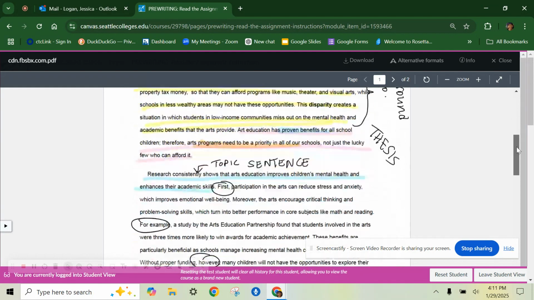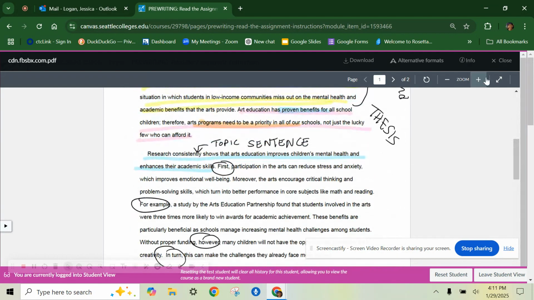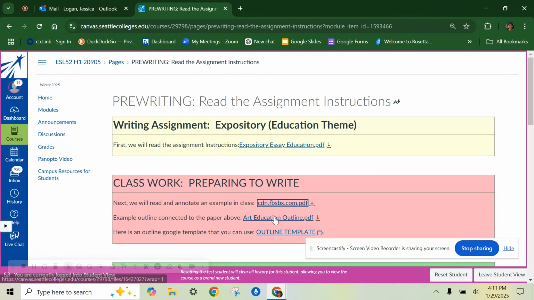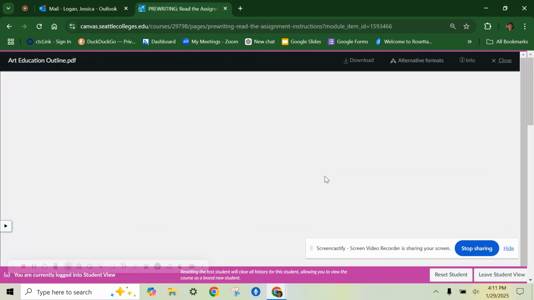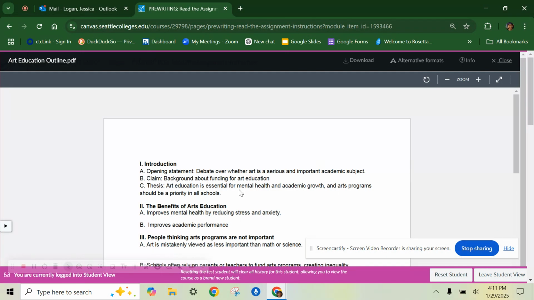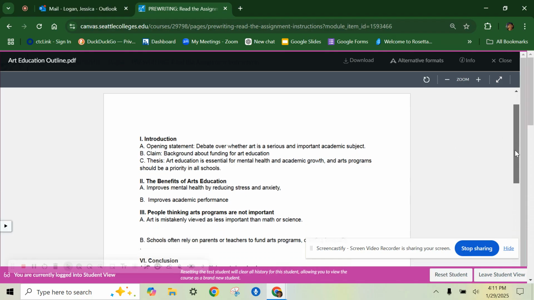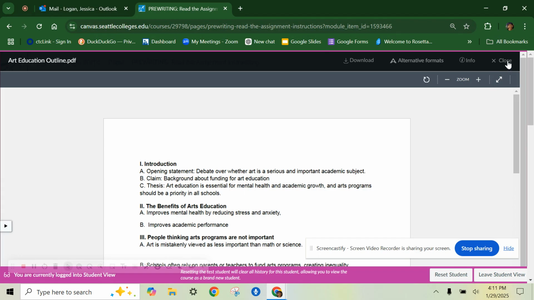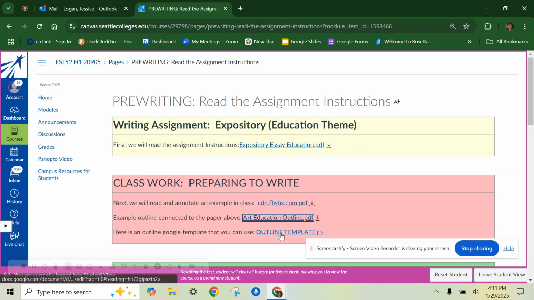So this is a model essay. I would encourage you to read it carefully so that you have a good idea of how to write an essay. There is an example outline for this essay here. You can see that the outline is not the essay. An outline is the bones. It's the basic structure, the basic planning. That is what you will submit to me on Monday.